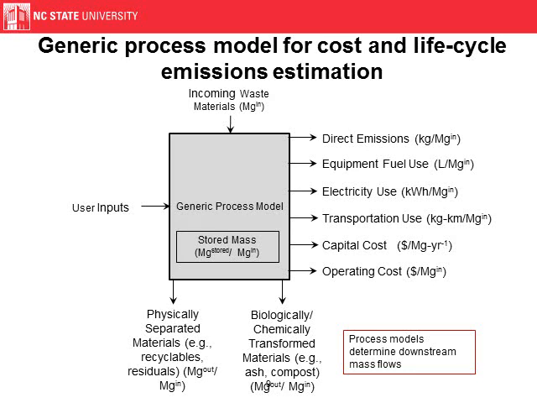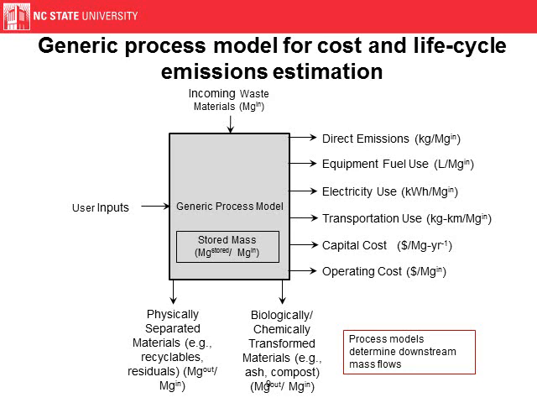We start with the user inputs on the left and some incoming waste stream coming in from the top, and this is a generic process model. There could be some stored mass in there, like for a landfill, and then coming out the bottom we have some physically separated materials or biologically or chemically transformed materials like ash or compost, and then coming out the right we have all of our emissions from direct emissions, equipment use, or electricity use, as well as our capital and operating cost.